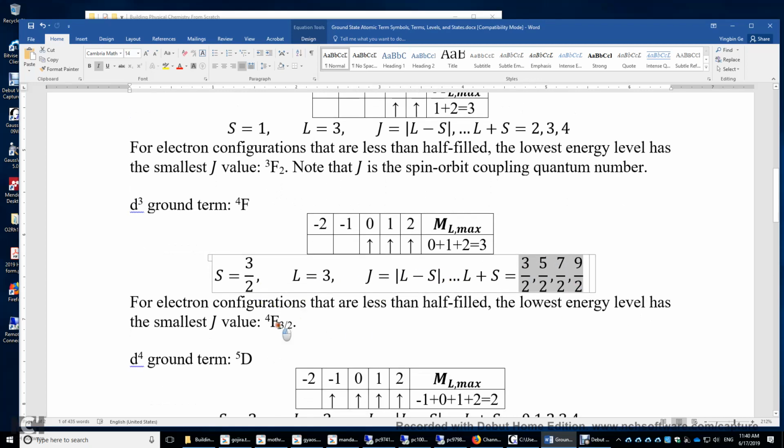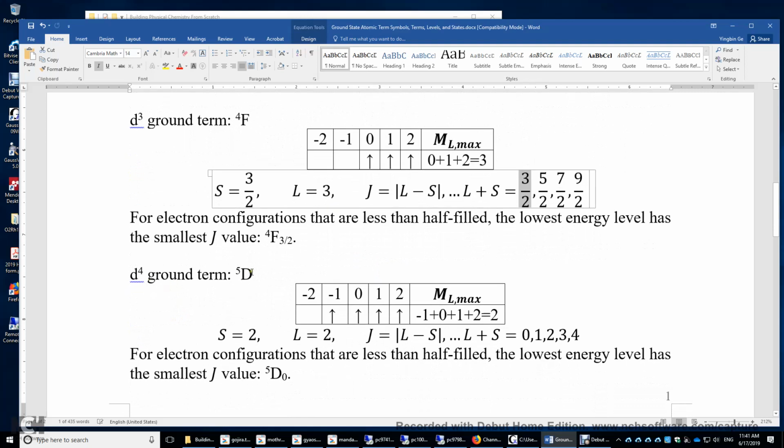Again, the lowest energy level is just 4F 3/2. 4 is the spin multiplicity because m sub s may adopt 4 different values: -3/2, -1/2, +1/2, and +3/2. F, again, L equals 3, so you just look it up, S, P, D, F, and then you have this F here. The J value should be the smallest one because, again, in this situation, the 5d orbitals are less than half filled.